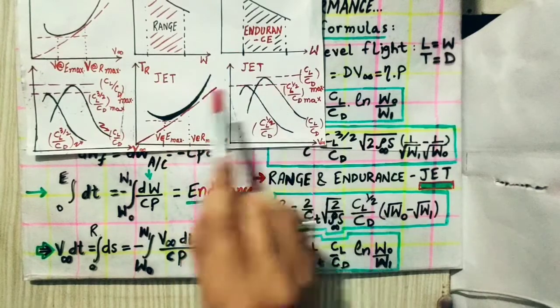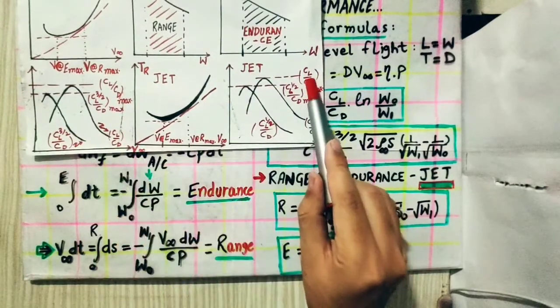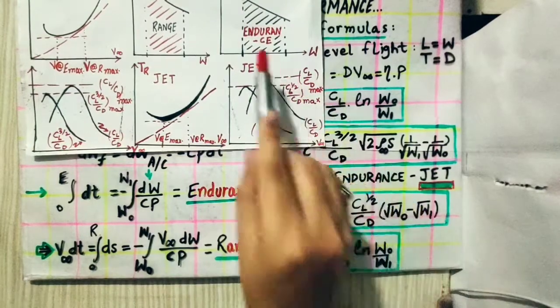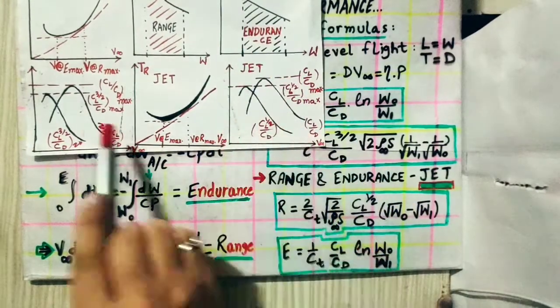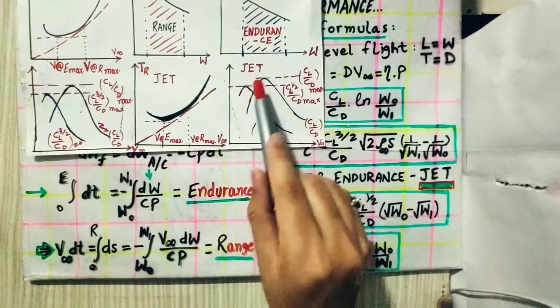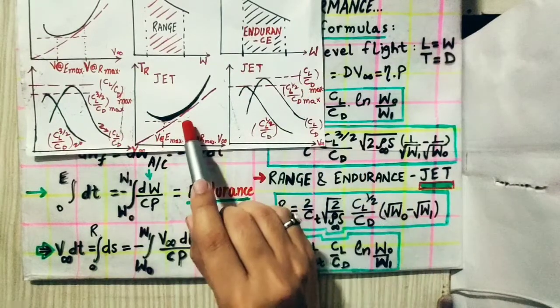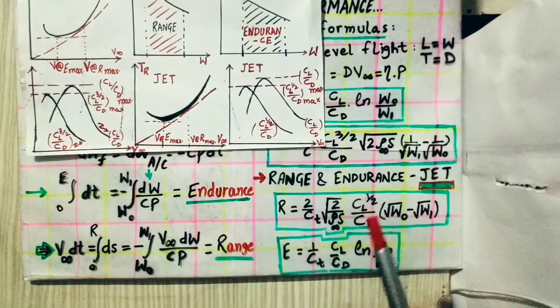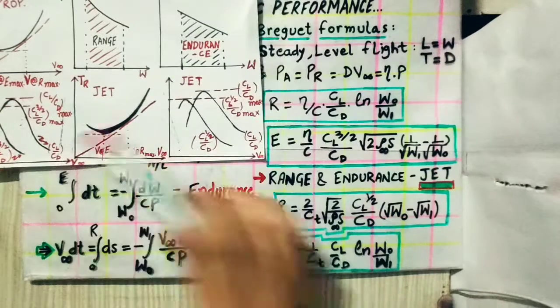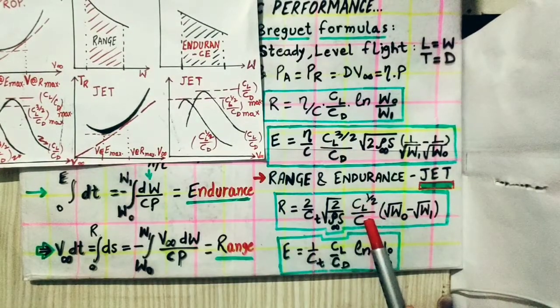Similar to this aerodynamic variation with velocity, the aerodynamic ratios with velocity for the jet engine we have plotted over here. This is for the propeller and this is for the jet engine. CL by CD as usual is the same graph, and here for the jet engine we have CL to the power 1 by 2 by CD. In the propeller engine we have CL to the power 3 by 2 by CD for endurance, and for the jet engine we have CL to the power 1 by 2 by CD for range.